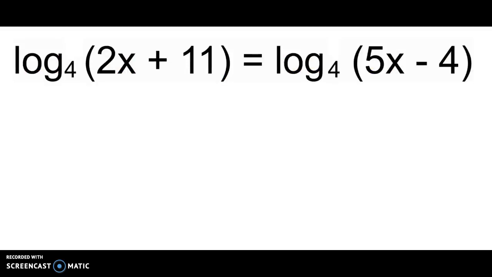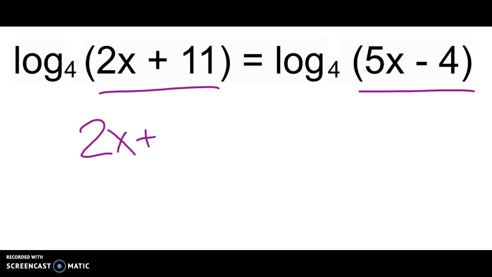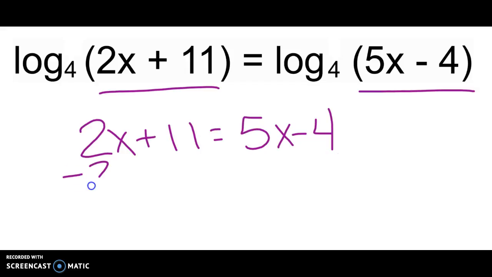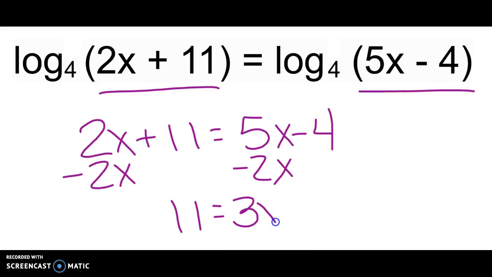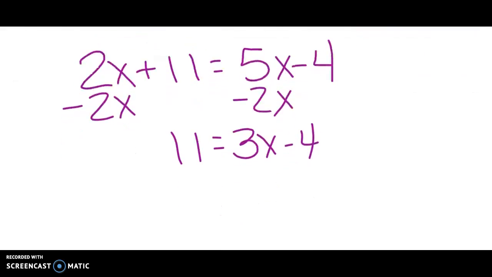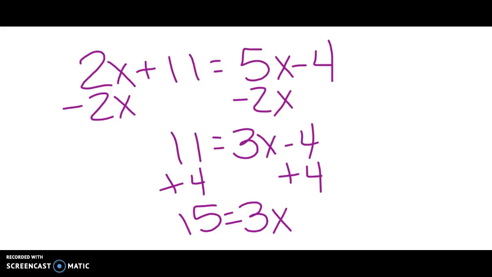So let's look at this. Log base 4 of 2x plus 11 equals log base 4 of 5x minus 4. This basically says these two are equal to each other. So you're just going to set them equal and solve your equation. Let's remember how to solve equations with variables on both sides. I'm just going through and doing this. So now you've got 15 is equal to 3x. If you divide both sides by 3, you get x is equal to 5.